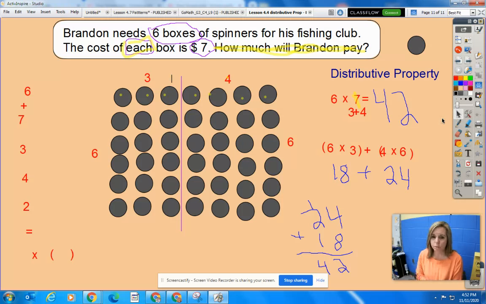So this is our distributive property. This is the property where we break numbers into smaller pieces that will help the students when working with larger multiplication factors, to break it apart and make it smaller.